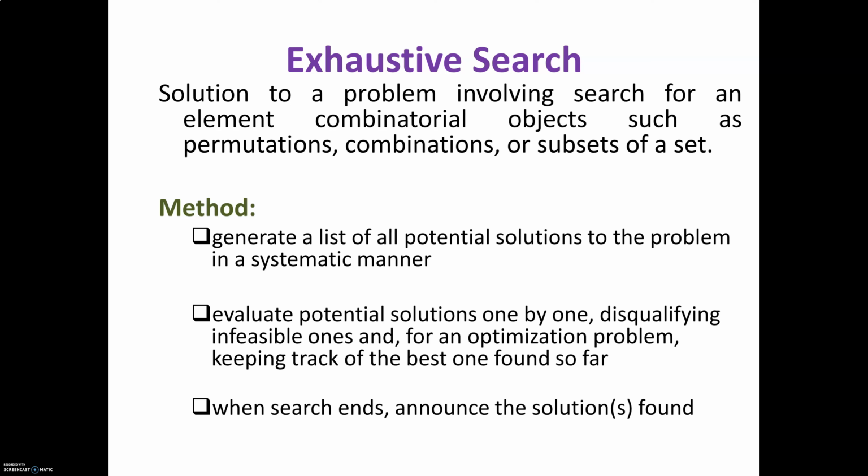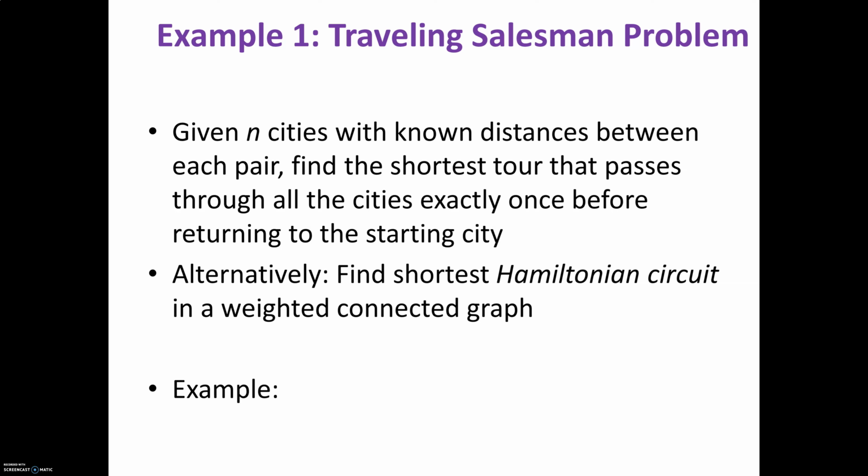In this method, first you are required to generate all potential solutions in a systematic manner. Then you are required to evaluate potential solutions one by one and disqualify infeasible ones, and for an optimization problem, keep track of the best one found so far. When the search ends, you will find the solution for the given problem. For the very first example, here is the traveling salesman problem.